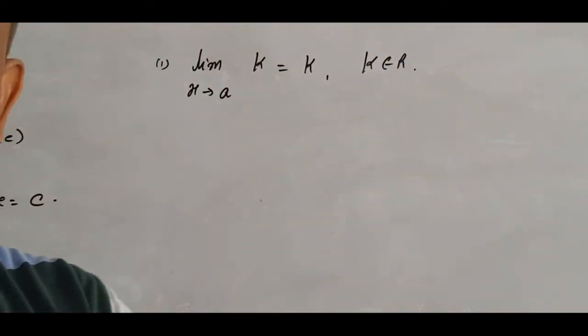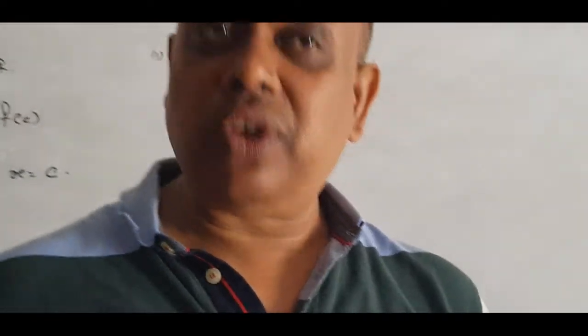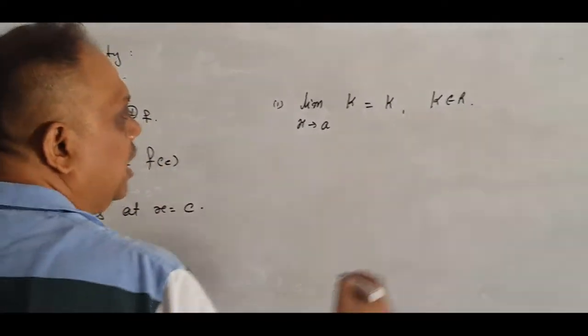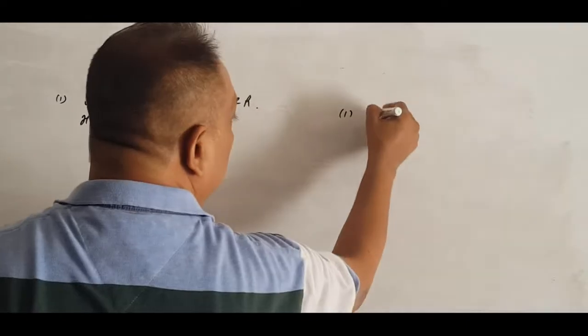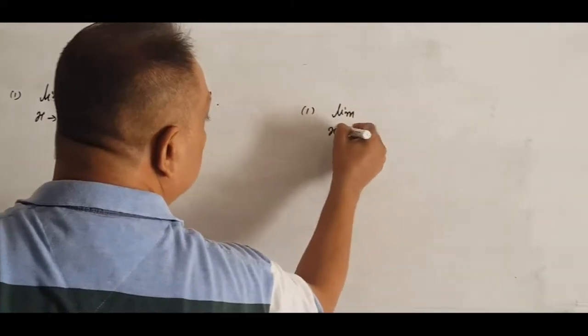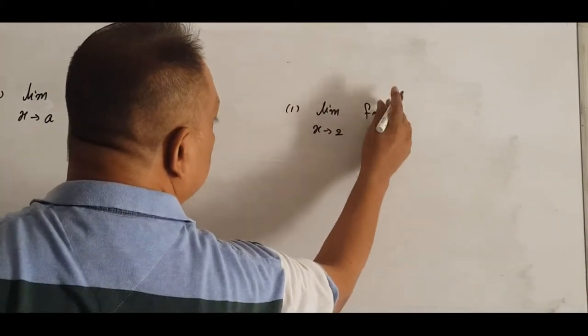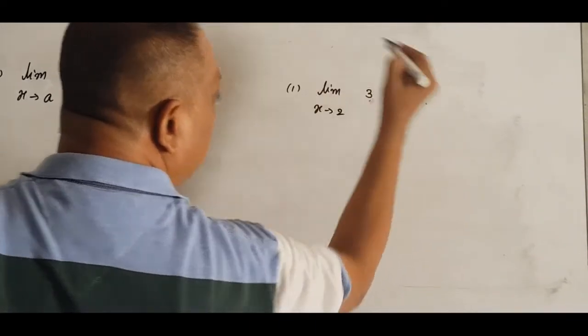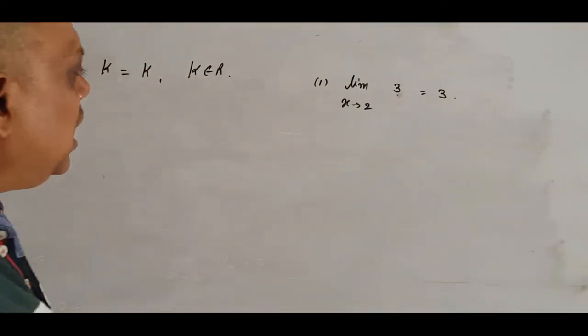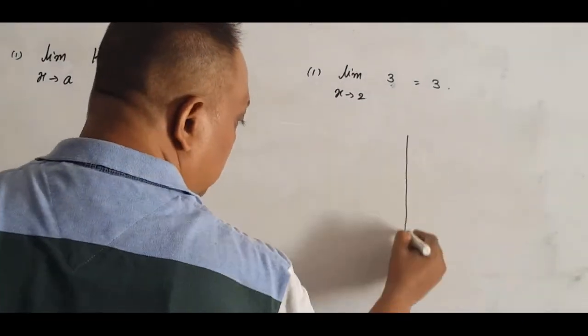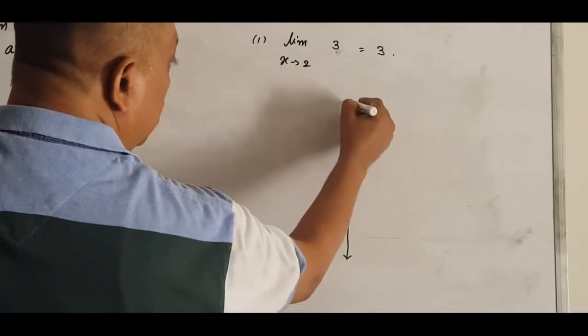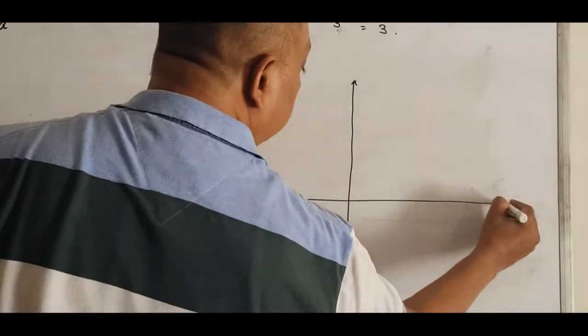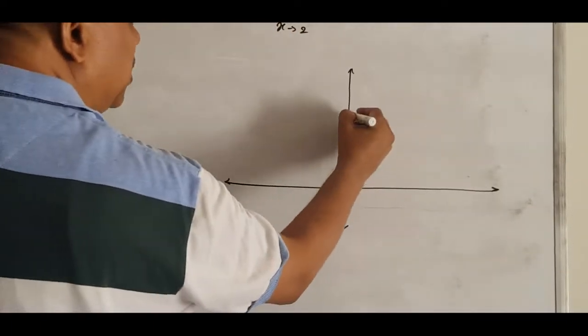A constant function is always continuous. Just think of one example. Limit of x tends to 2, f(x) is, let's say, 3, is equal to 3. You know that. See, if I plot the graph, your answer will be what? 3. आप कोई भी समझो यहाँ पे 3 है.